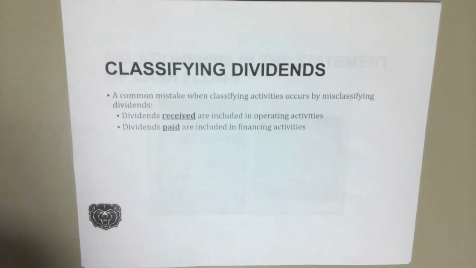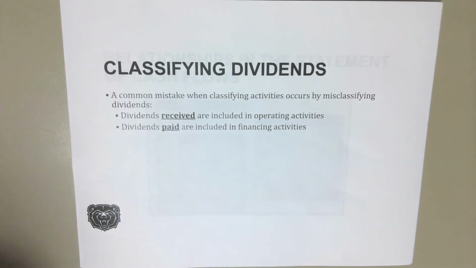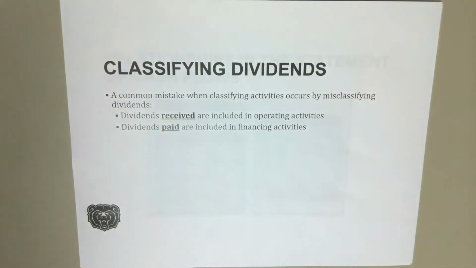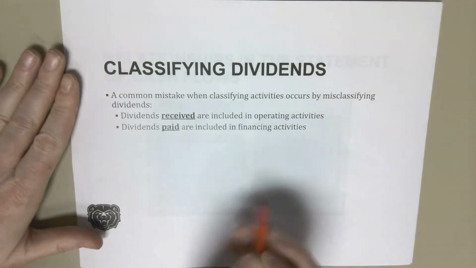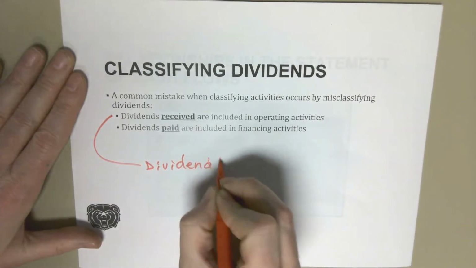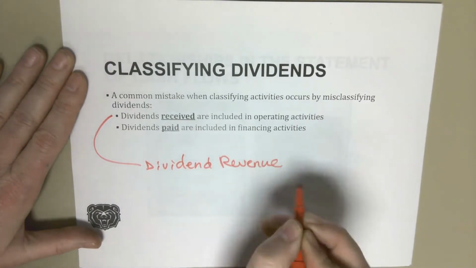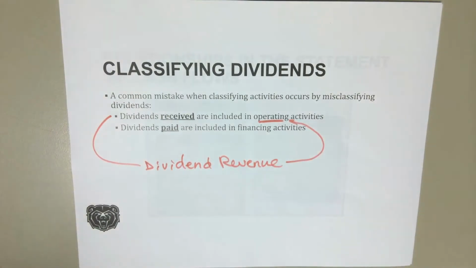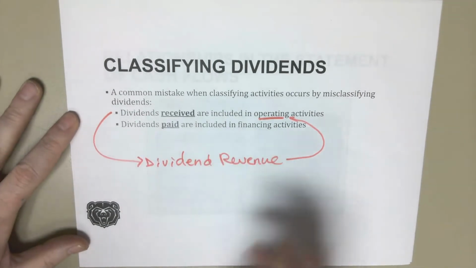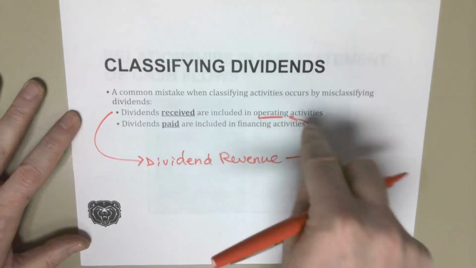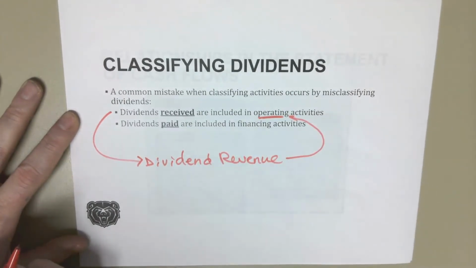Now, the one that people get confused about is dividends, because they can be classified differently depending on what you are doing with them. So if you were receiving dividends, this is dividend revenue, right? If you were getting dividend revenue, it's an operating activity. Revenue, just associate that with operating, okay? And if we are getting revenue, that goes to our operating section. If we are receiving dividend revenue, it goes to our operating section, okay?